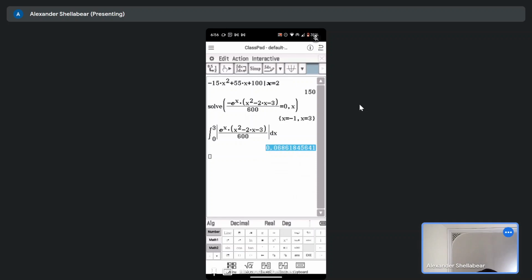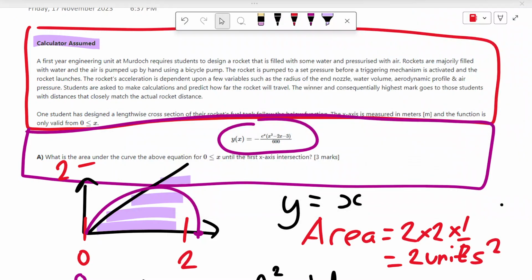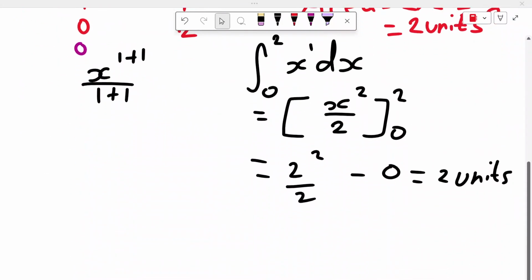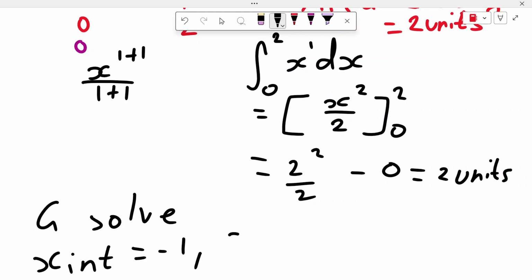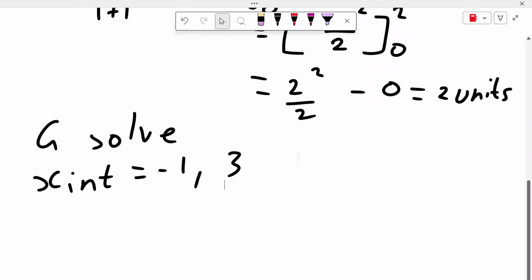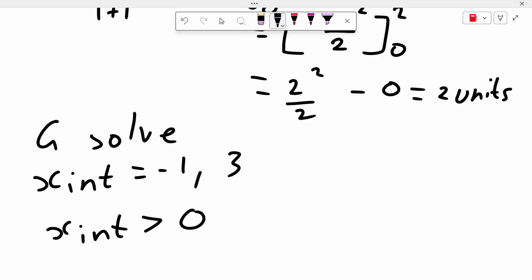Cool. So then that's how you copy and paste it in, and that is your answer. So when it comes to writing it out, there's a few steps that you need to do. First step is to say gsolve. The x-intercept values were -1 and 3, but you have to let the marker know that x must be greater than 0.